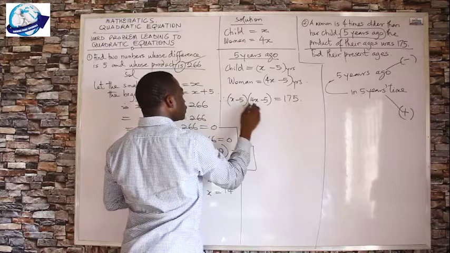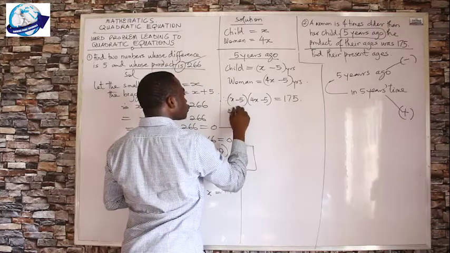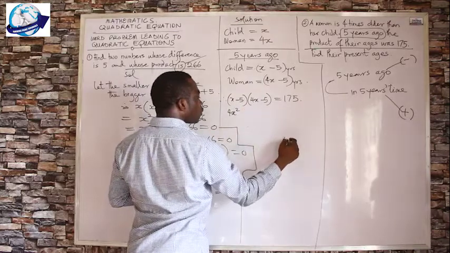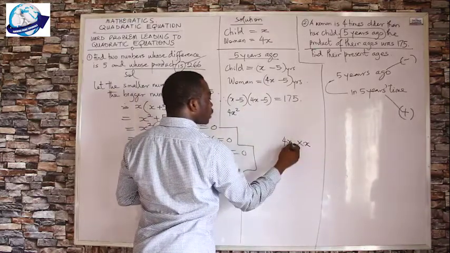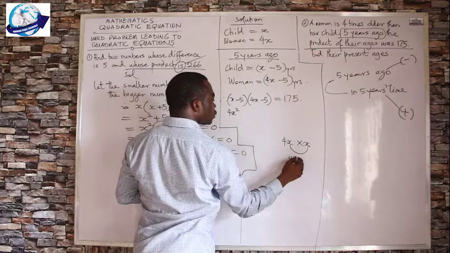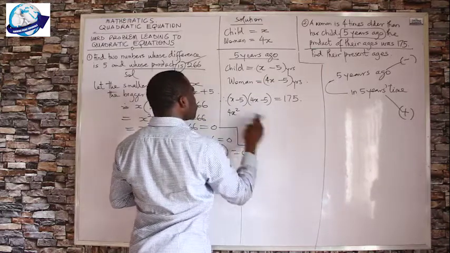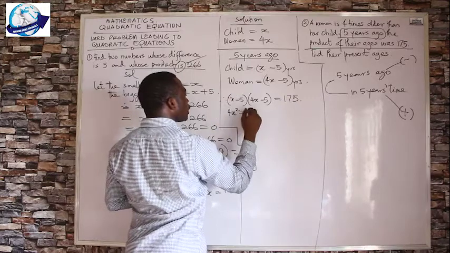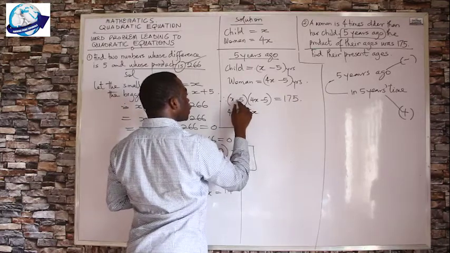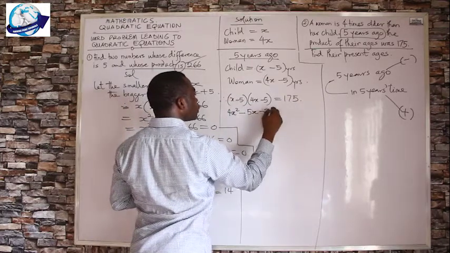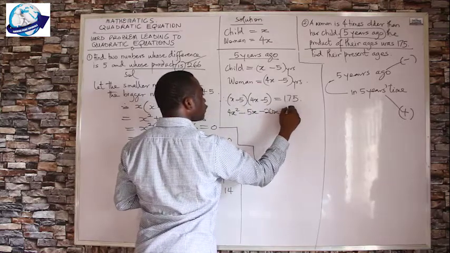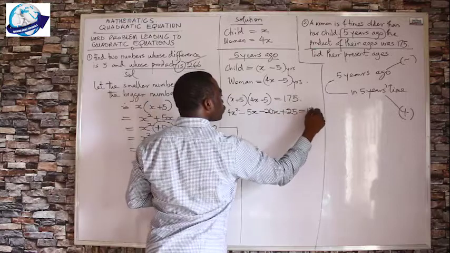Of course, you're going to expand. When you multiply, you get 4x squared. That's x multiplied by 4x. Please, this is very important. 4x multiplied by x. So x times x is what? x squared. So that gives 4x squared. Thank you. So 4x squared, then don't forget you still have a minus sign, minus x times 5, that's 5x. Then you come with minus 5. Minus 5 times this will be minus 20x. And of course, minus times minus is what? Plus. And 5 times 5 gives you 25 equals 175.